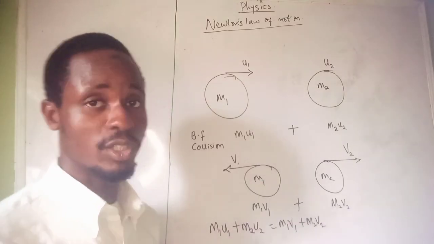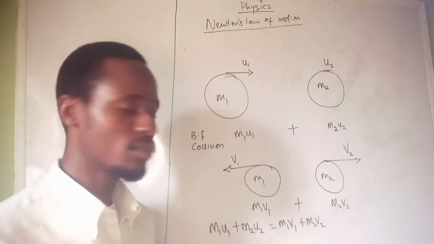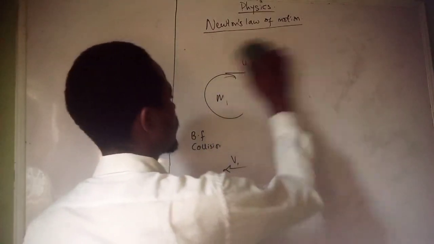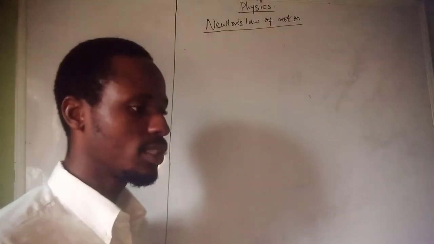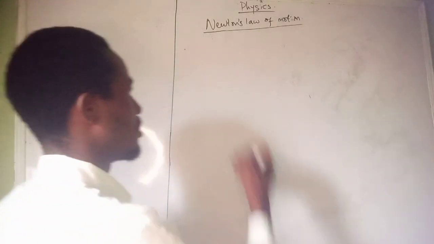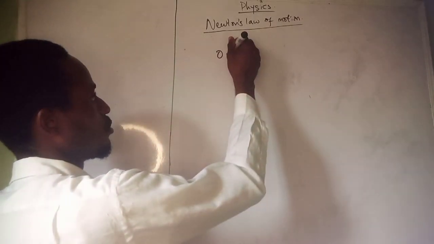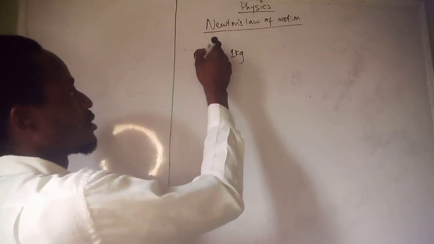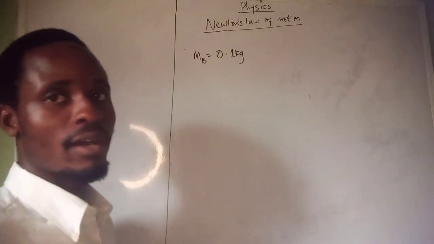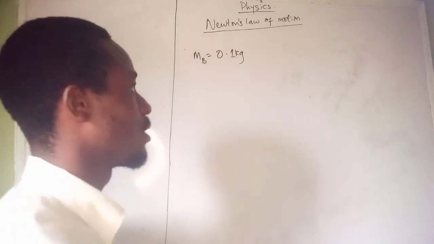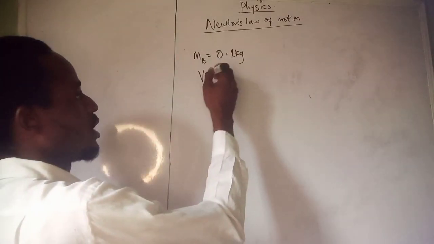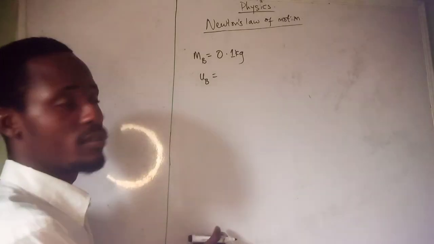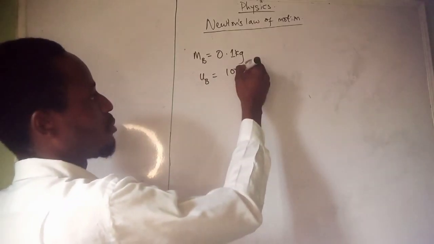So we have a lot of questions that come in terms of this. Okay, now let's answer a question. The question says that a bullet of mass 0.1 kg, that's the mass of the bullet, is fired with a velocity, let's say u of the bullet, the initial velocity of the bullet, of 100 meters per second.